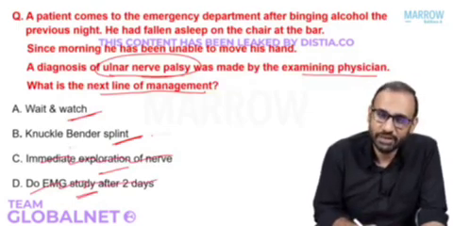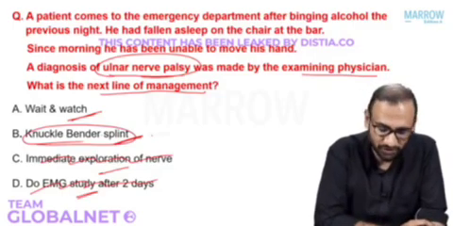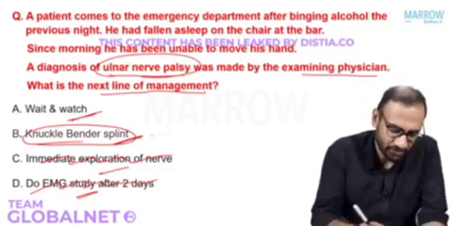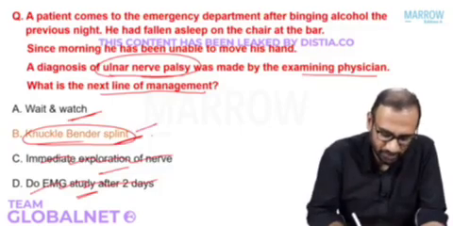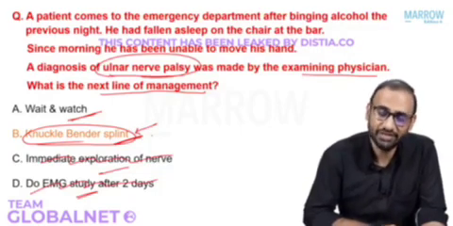Wait and watch, or a knuckle bender splint. Better to go with a splint because it might take a few days to few weeks to recover, and you want to prevent contracture. Wait and watch is not a good idea. Go for a knuckle bender splint. Why knuckle bender splint? Because the patients of ulnar nerve palsy would have a claw hand.